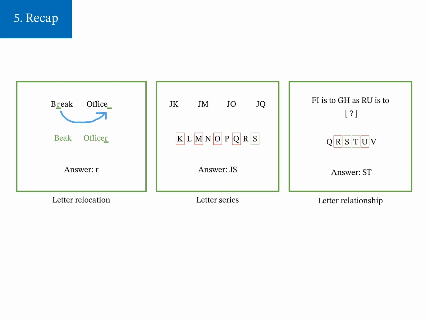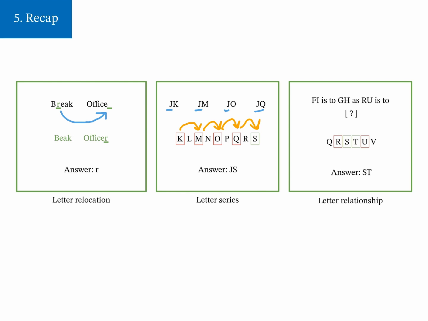The next question type we looked at were letter series, and this is where we are given a series of letter pairs. We have to determine how each pair is related and then apply that to find what the next letter in the series is. And again, we looked at this nice one where the first letter in each pair doesn't change, so it's J each time, but the second letter moves forward through the alphabet by 2 each time. And so if we continue this, we get the next pair of letters being JS.